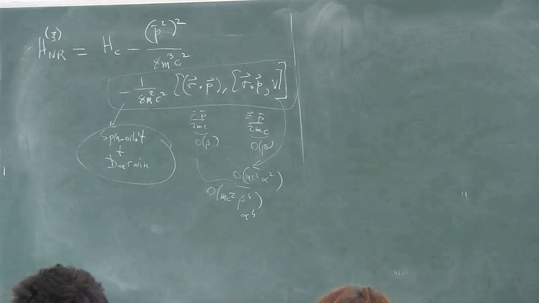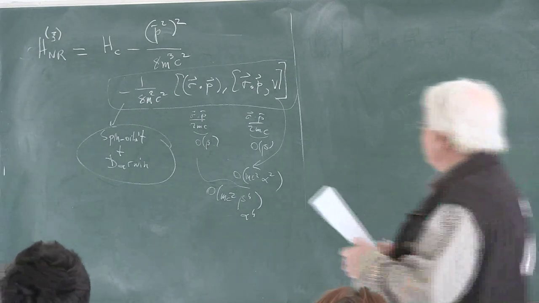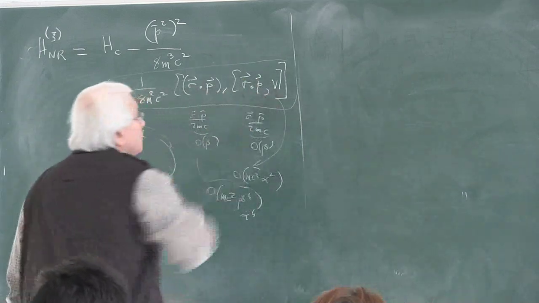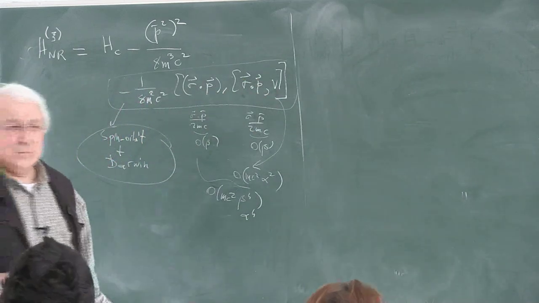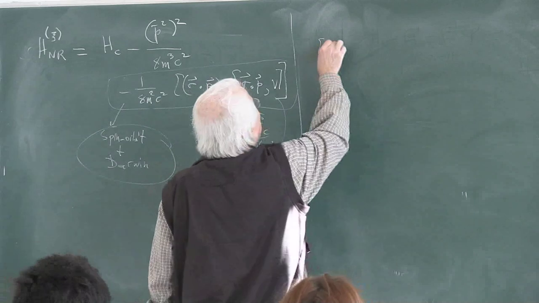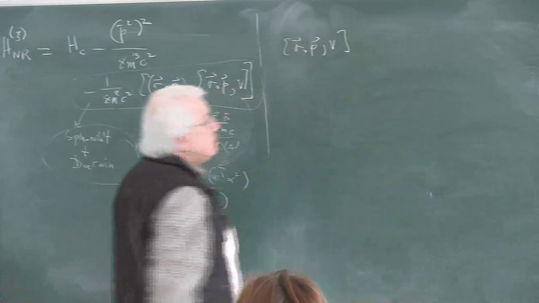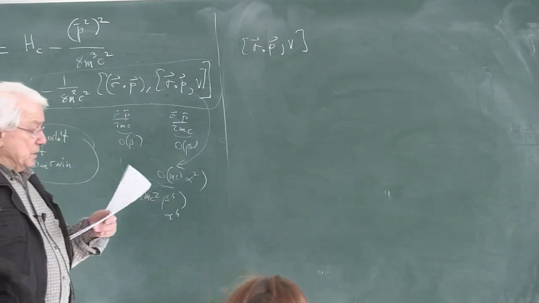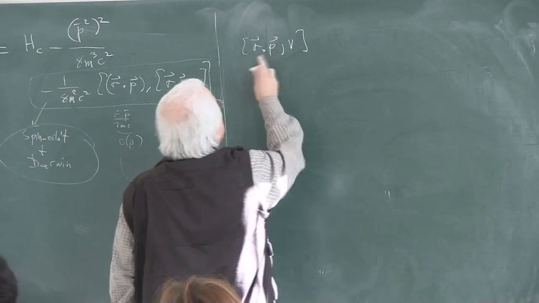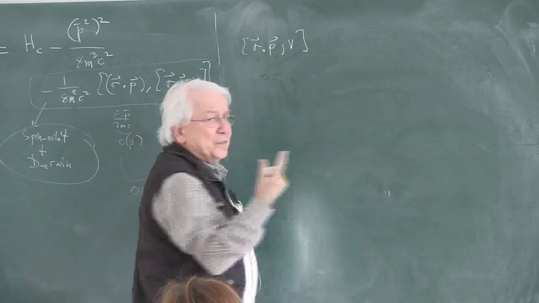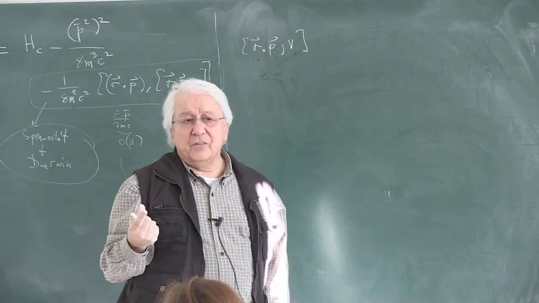Okay. Let me start computing the commutator. Which commutator? For example, let's start with the sigma dot p with V. What is this equal to? That is sigma_i p_i V. V is in the orbital space. It doesn't carry any spin index.